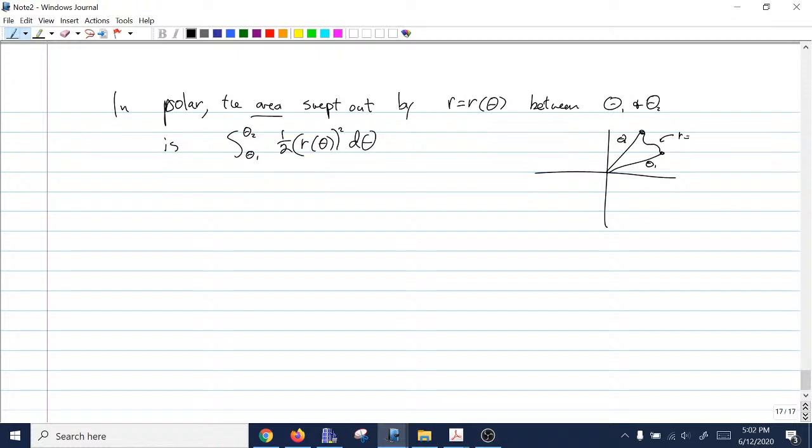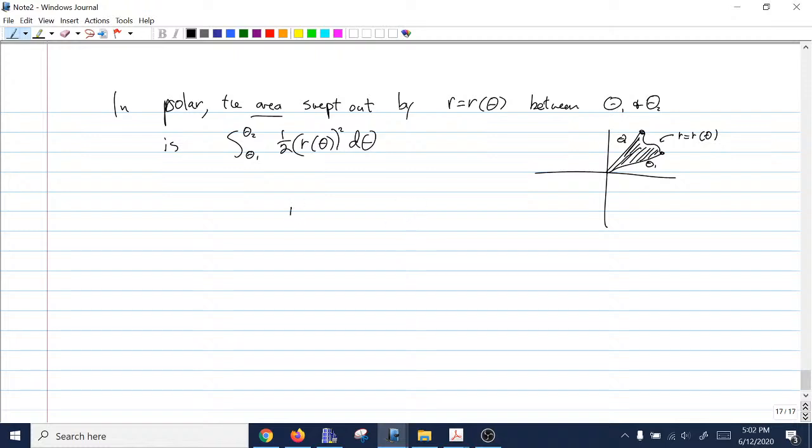So I've got the curve r equals r of theta, and I'm thinking about what is the area swept out between those points and the origin. This is the most natural way of measuring area in polar coordinates, and this is the formula for it. Note that this assumes that the area doesn't overlap on itself.